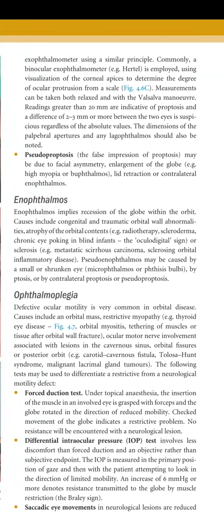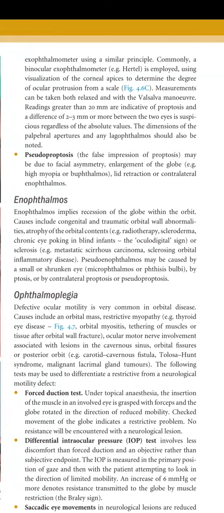So if it is greater than 20 mm, it indicates proptosis, and if one eye is normal and the other eye is slightly proptosed, then if the difference is greater than 2 to 3 mm, you can say that it is a proptosed eye. The dimensions of the palpebral apertures and any lagophthalmos should also be noted.